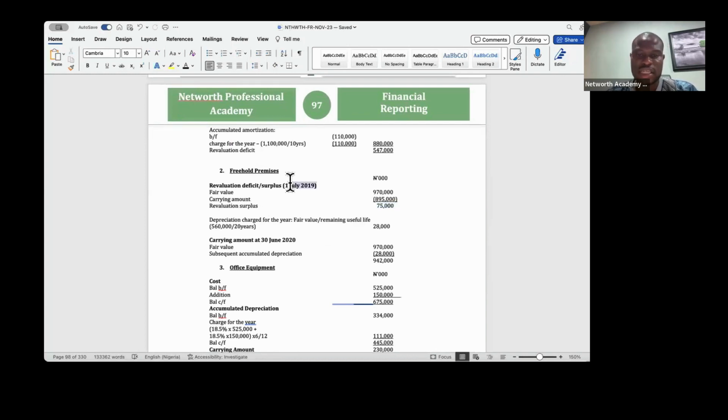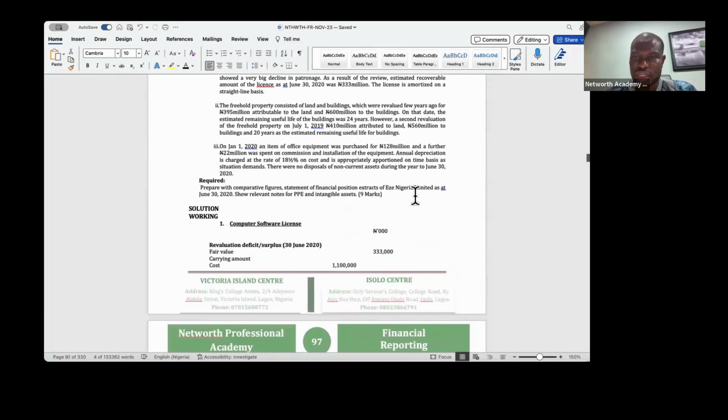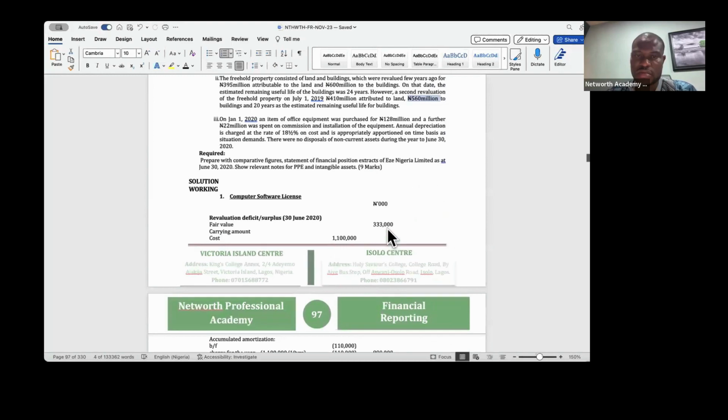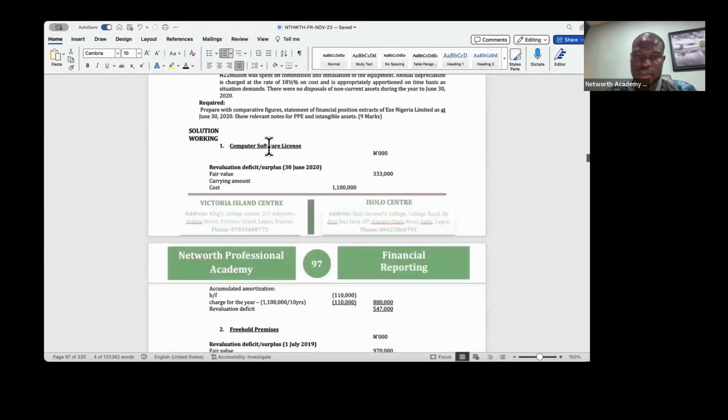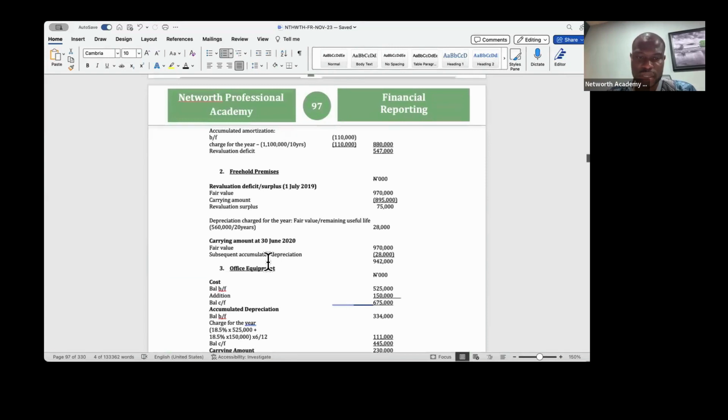Since this is at the beginning, I will need to get my depreciation for the year, which is my fair value over the remaining useful life. We do not depreciate land, so I'm only allowed to depreciate the building. The value of the building at the beginning was 560 million. The remaining useful life is 20 years. So I just did 560 divided by 20, and that gave me 28,000.